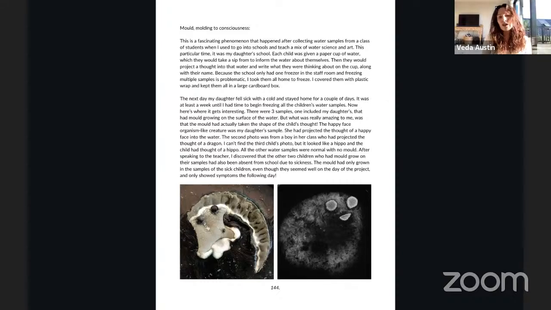Now, when I got home that evening, my daughter was starting to feel a bit unwell. She started to get a bit of a cold and flu or something. And so I ended up focused on her. And it was a week before I got around to doing the crystallography of the children's waters.